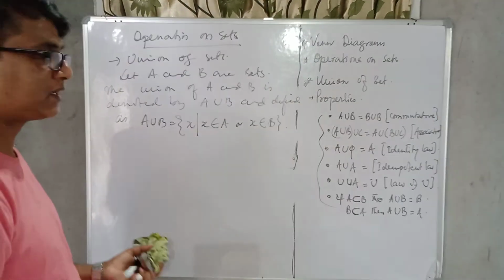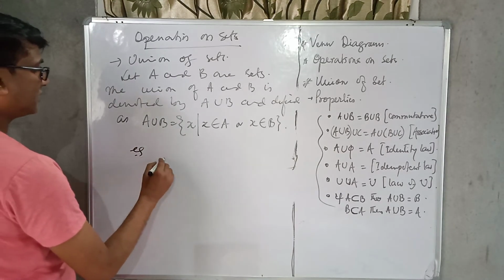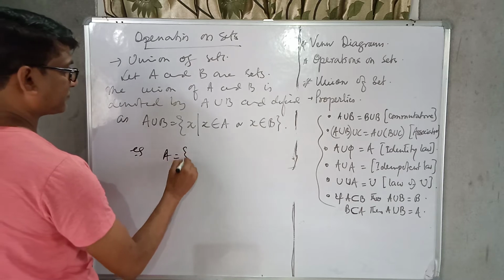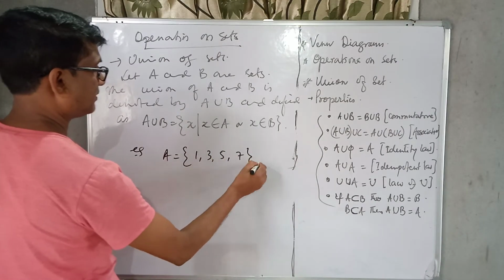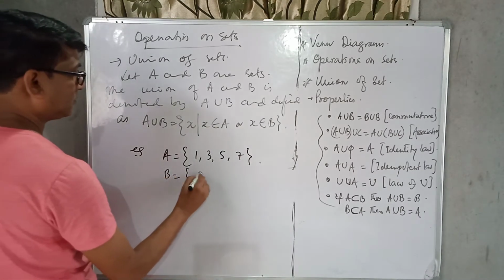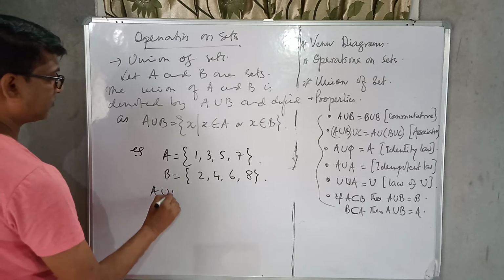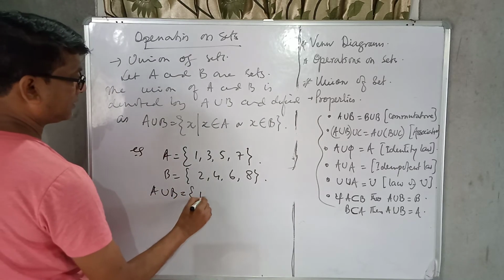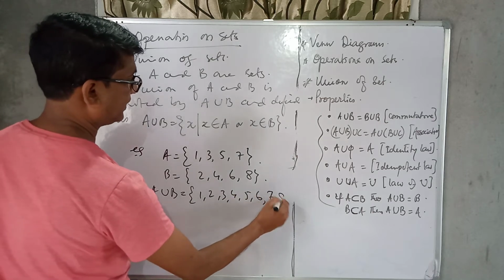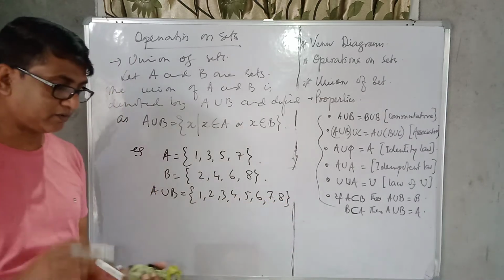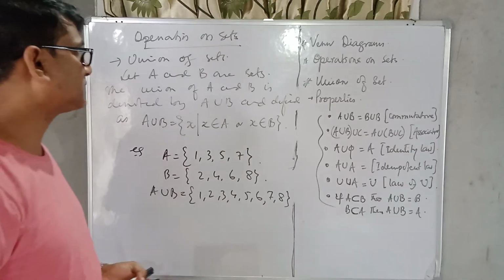An example: A is equal to 1, 3, 5, 7, and B is equal to 2, 4, 6, 8. So A union B is equal to 1, 2, 3, 4, 5, 6, 7, 8. This is A union B. This is the operation of sets as union.